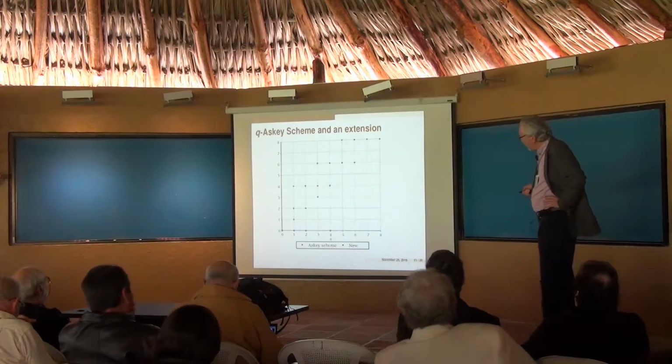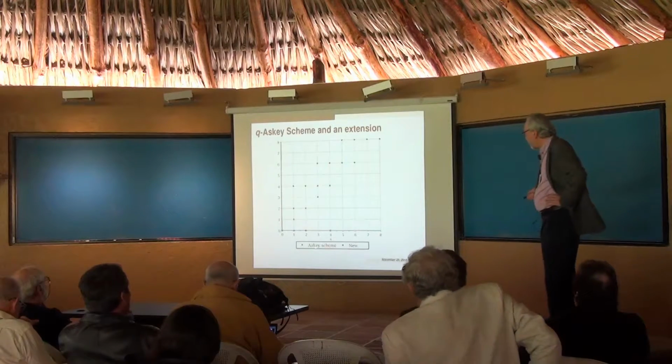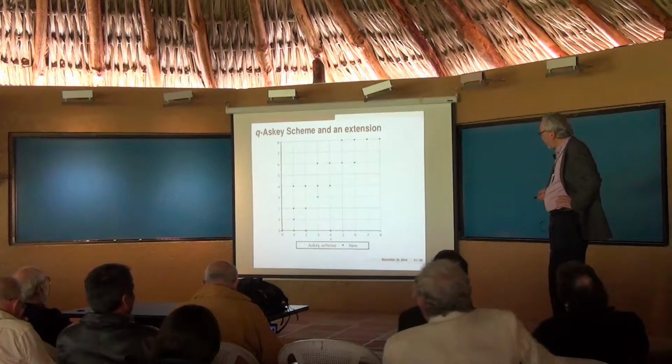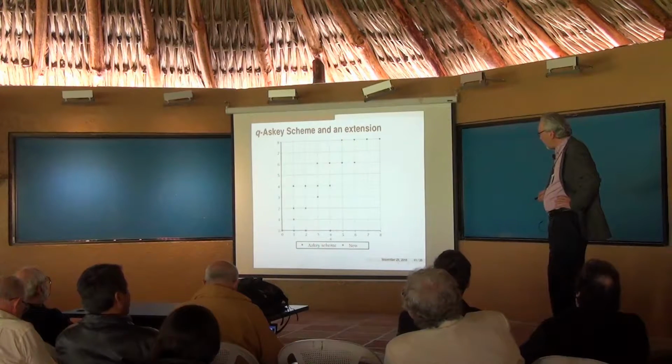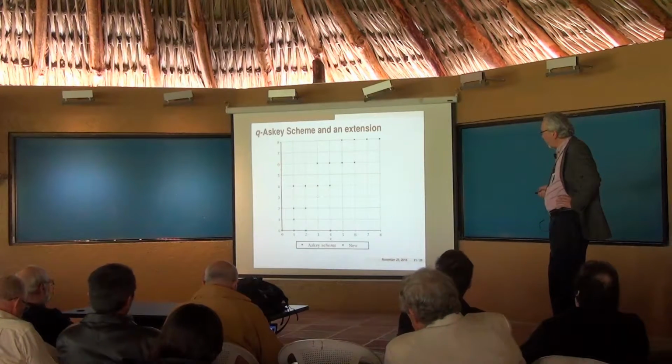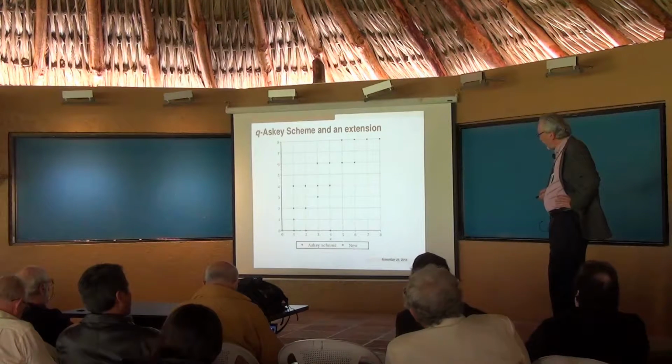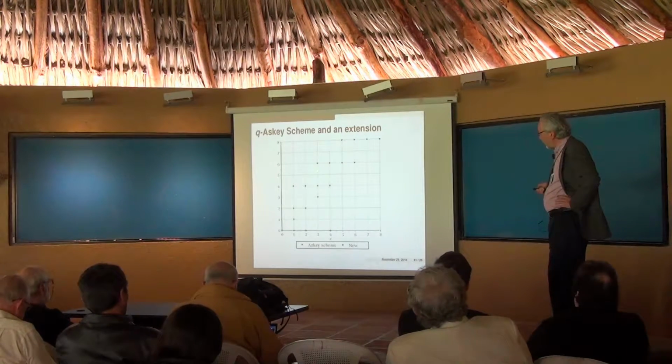And I hope you can see the difference with the red. The red little squares are the examples in the Askey scheme in the book that I mentioned. And the blue ones are the new ones. Some of them are not positive definite. And maybe a couple of them need the use of complex numbers.